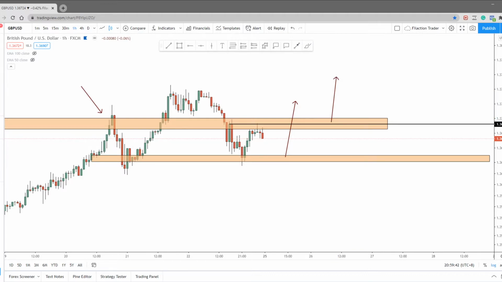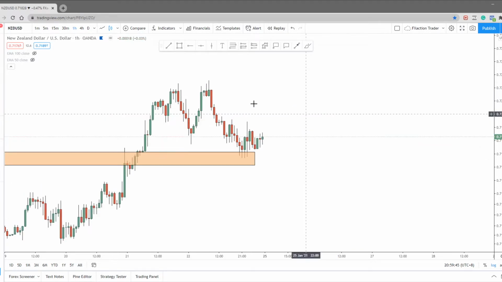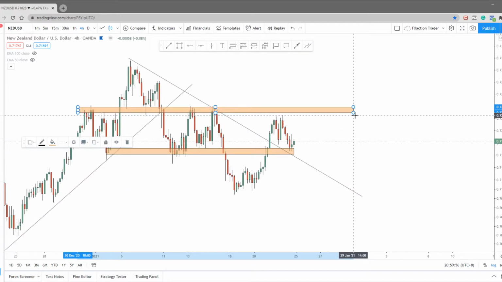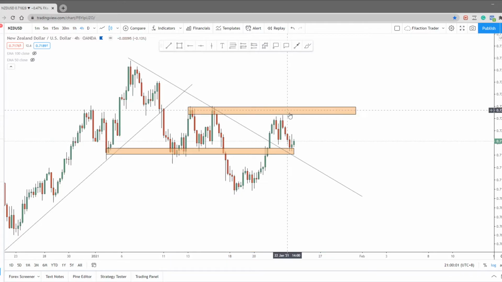Let us go to the next pair, the New Zealand dollar. On New Zealand dollar on H4, we can see that market has formed a downtrend, and market is going to retest this important resistance level, and this level has been failing to break through for a very long period of time.